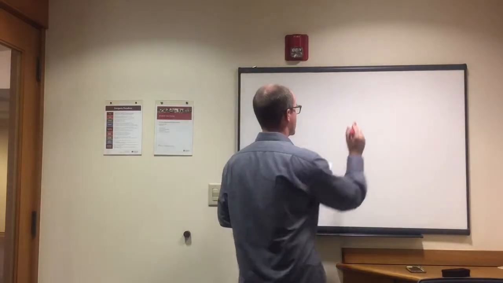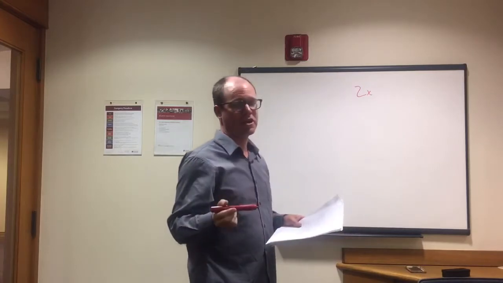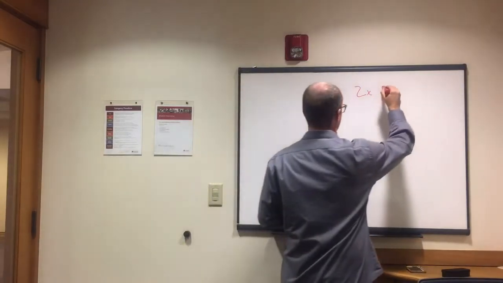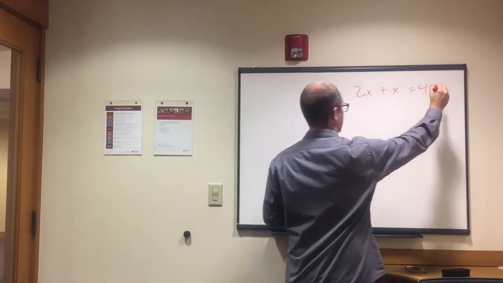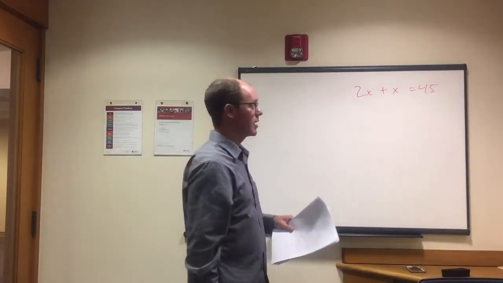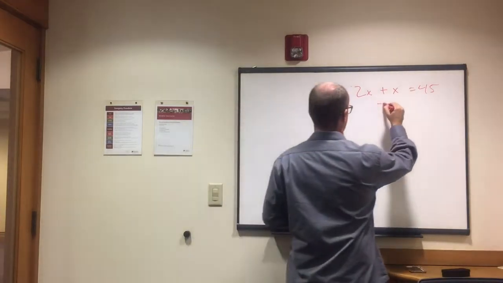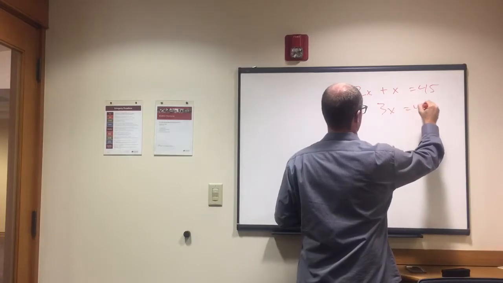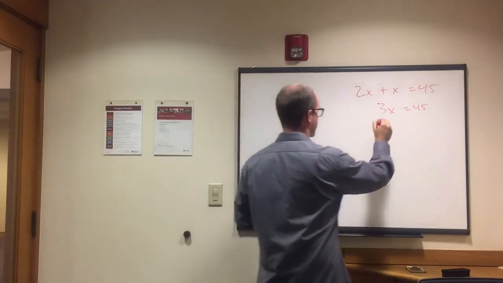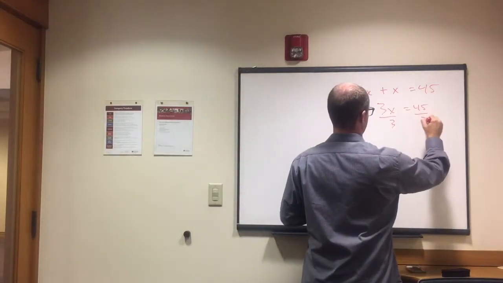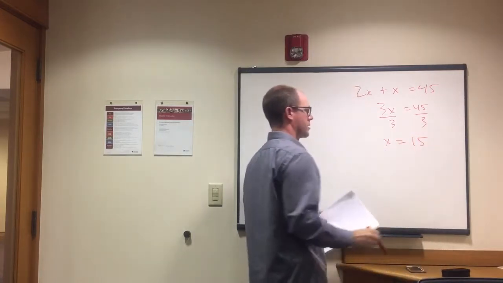So twice as many to us is always going to be 2x, right? And then John will just be x. So combined, that's our total hours, and we said it was 45 hours total. Okay. From here, it's really pretty easy. 2x plus x, 3x equals 45. Divide each side by 3, so we just have x. 45 divided by 3 is 15.